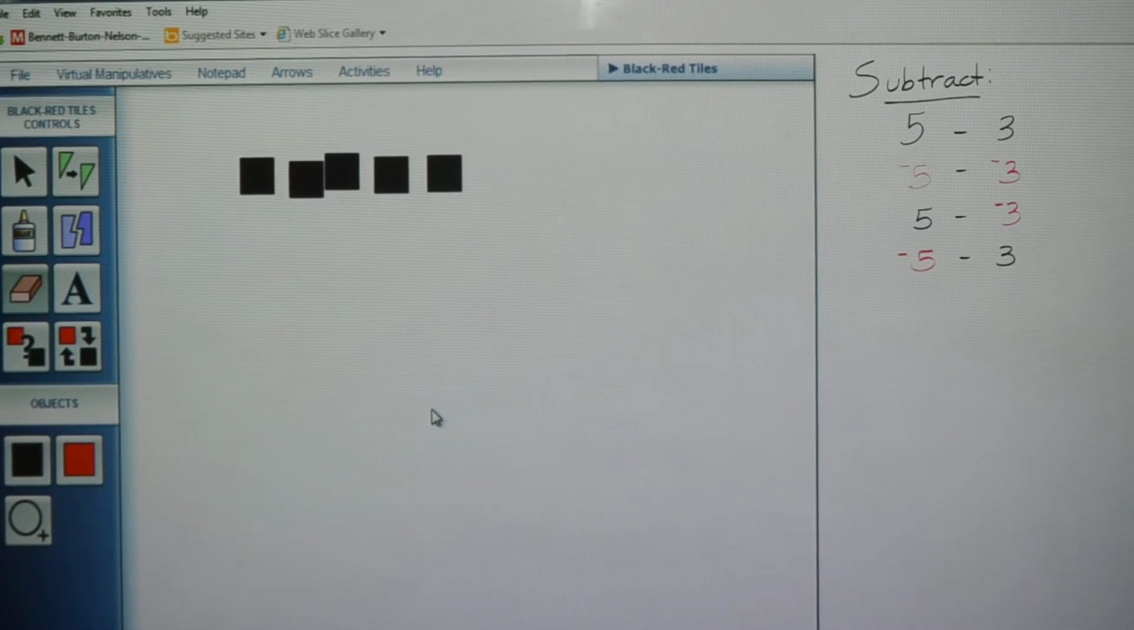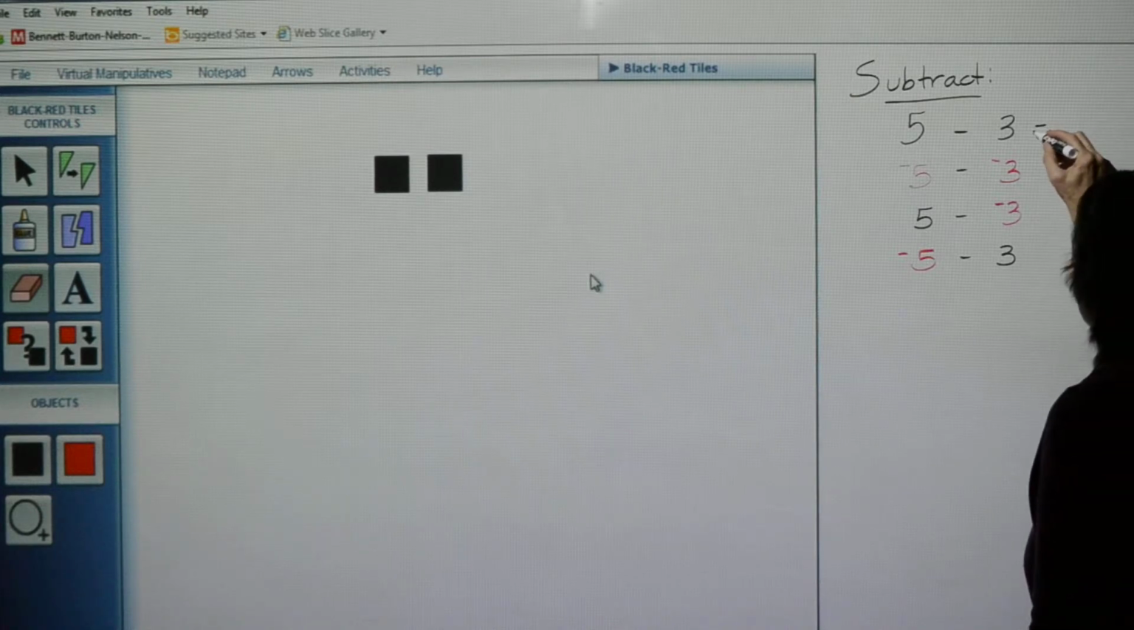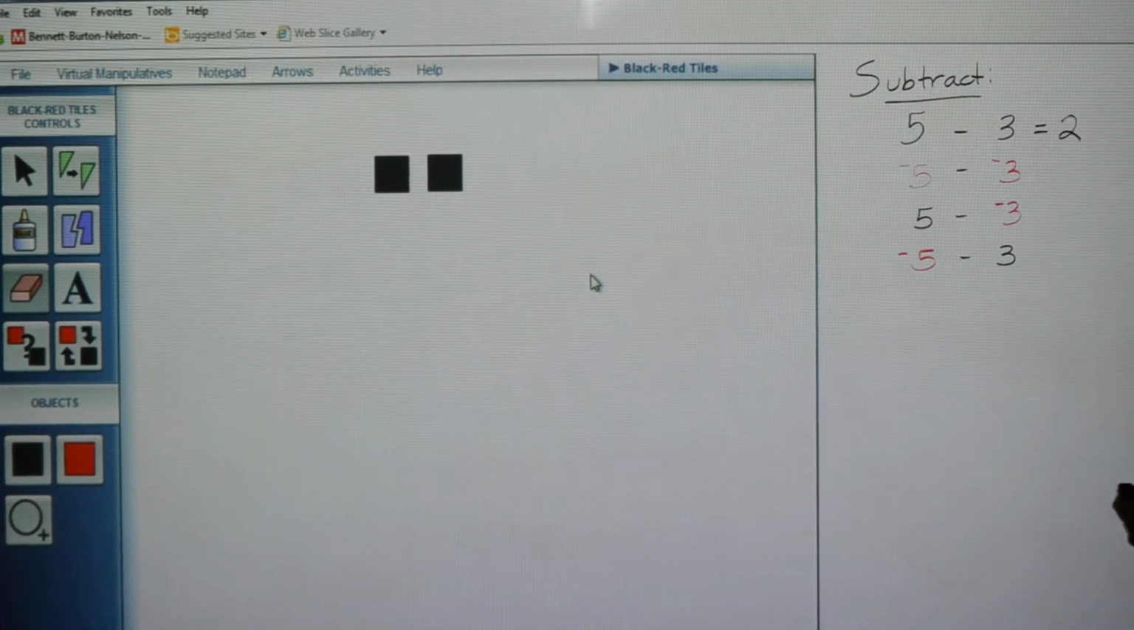All right, we're going to start this one with subtracting. The first two are, again, very easy. 5 minus 3 means that I have 5 black tiles, and then I take away 3 black tiles. I erase them, they vanish, they do whatever you want with them. And my answer is that what I have left is 2 black tiles. Basic subtraction, same kind of thing you've been doing all your life.